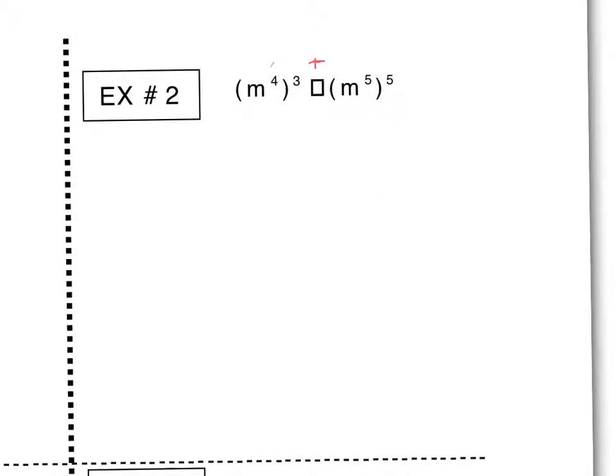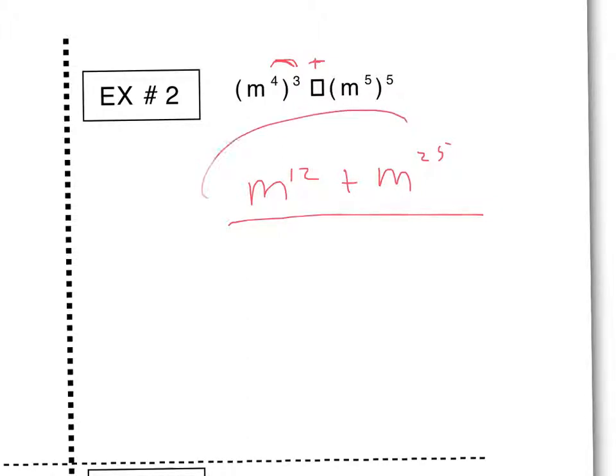We have m to the 4th times 3, so that tells us power of a power. We're going to multiply those. So 4 times 3 is 12, so we have m to the 12. And then we have our addition sign. And then we have m to the 5 to the 5th power. So if we multiply 5 times 5, that of course gives us m to the 25. Okay. Now, can we add these? Well, we know that we don't have the same exponent, so we cannot add these. So this already is in your lowest reduced form. It's already simplified.